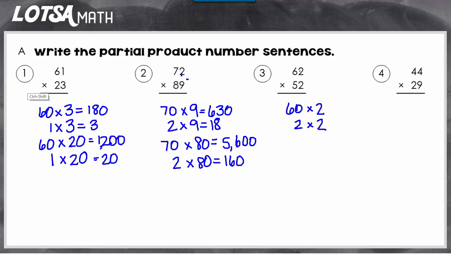And now we're going to take those top factors again, and we have to multiply them by the 5. So we're going to take the value of the 6, which is 60, and multiply it by the value of the 5. But the 5 is in the tens place, so its value is 50. And now we're going to do the same thing with the 2, and we're going to multiply it by the 5, or its value, which is 50. So these are the partial products that go with number 3.